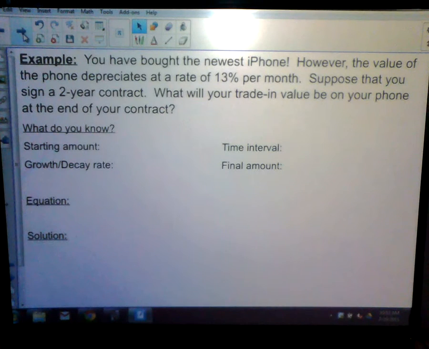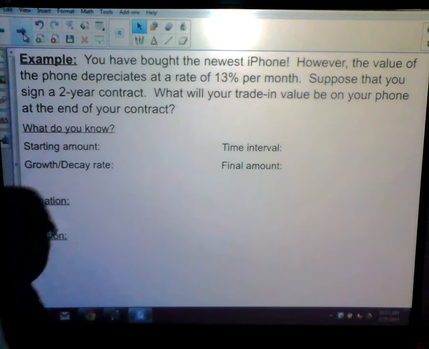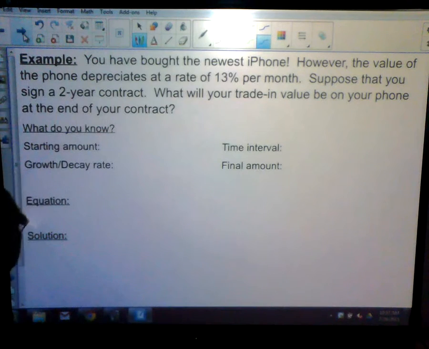You have bought a new iPhone. However, the value of the phone depreciates at a rate of 13% per month. Suppose that you sign a 2-year contract. What will your trade-in value on your phone be at the end of your contract?